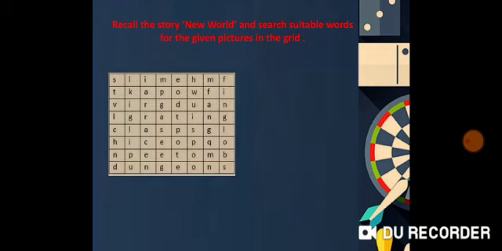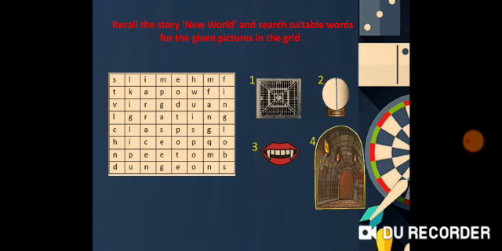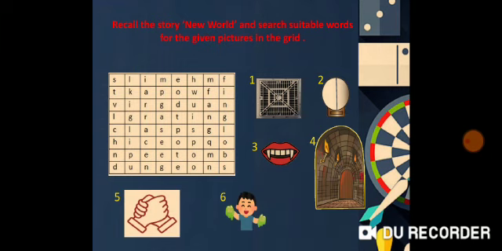Here there is a question. First let's read this question. Recall the story in your word and search suitable words for the given pictures in the grid. Okay, let's see. This is the grid having different sorts of letters in it, and here are the hints, the pictures, six hints.